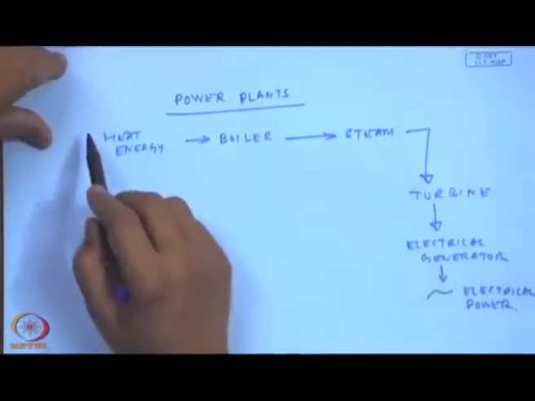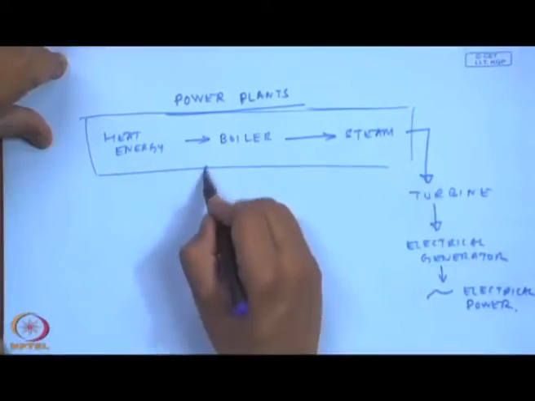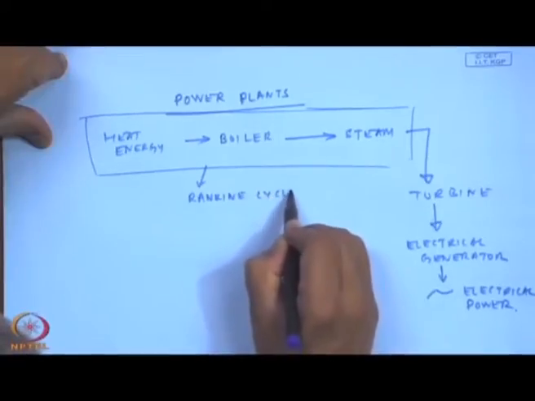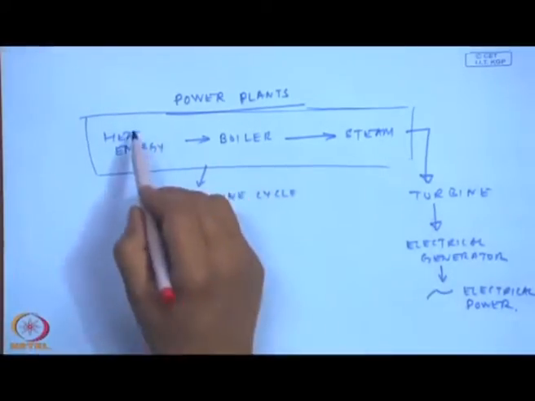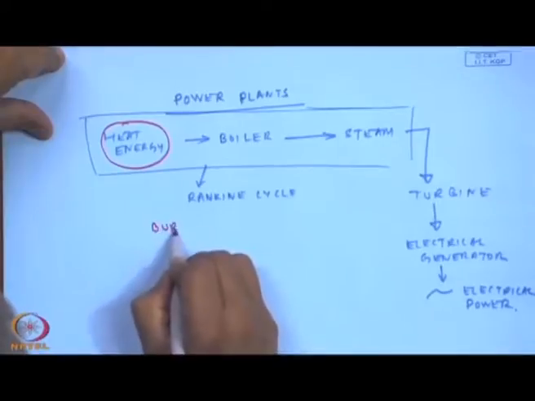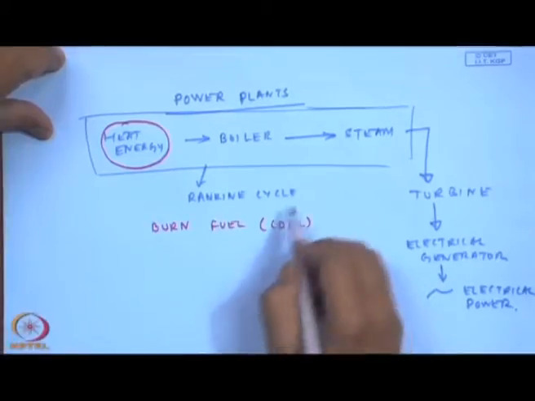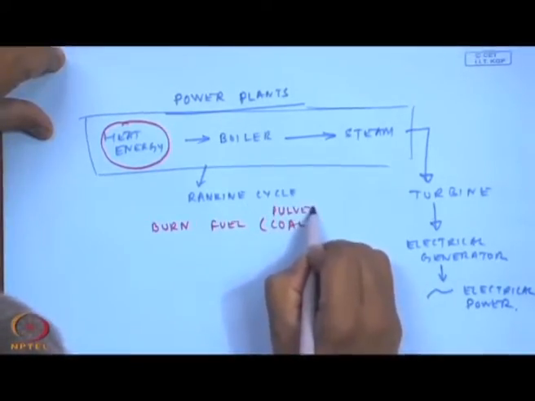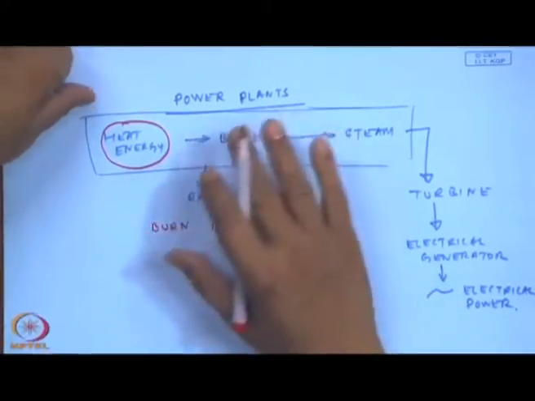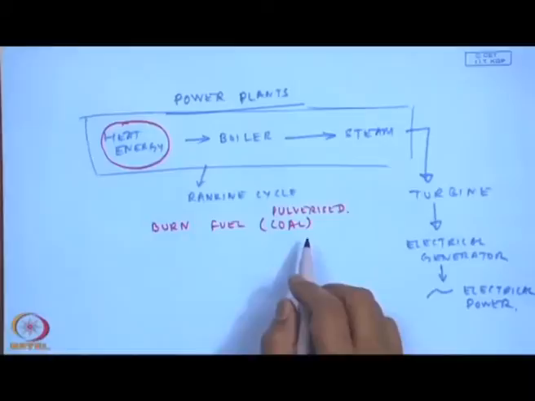And this is in the steam cycle, the Rankine cycle. Now, the whole problem is to give this heat energy, I have to burn fuel, and in this case it is coal, pulverized coal. Okay. Now, this is burned, I will not go into details of how these are burned. Okay. Fluidized bed combustion systems are there.